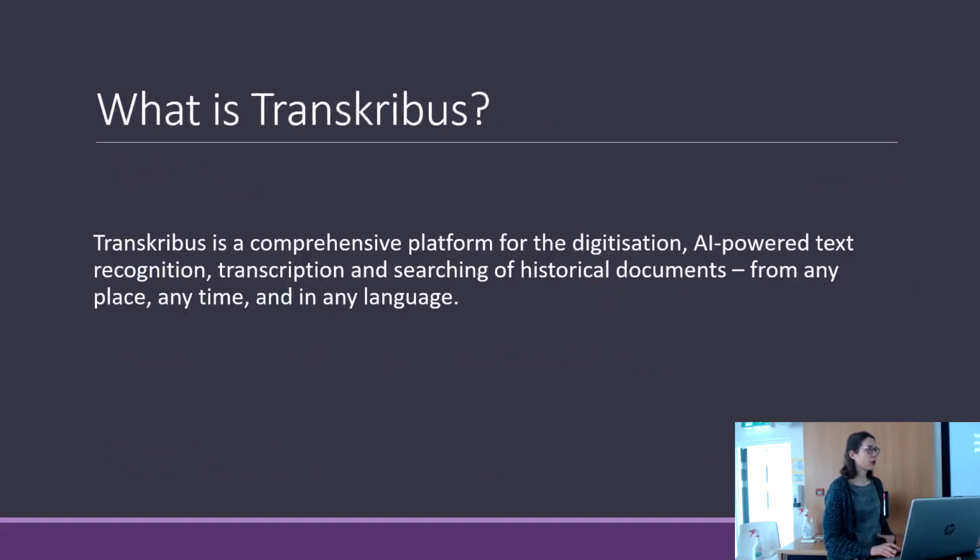So today we will focus on Transkribus. Transkribus is a comprehensive platform for the digitization, artificial intelligence-powered text recognition, transcription, and searching of historical documents from any place, any time, and any language. So it's important to understand that it is a platform.